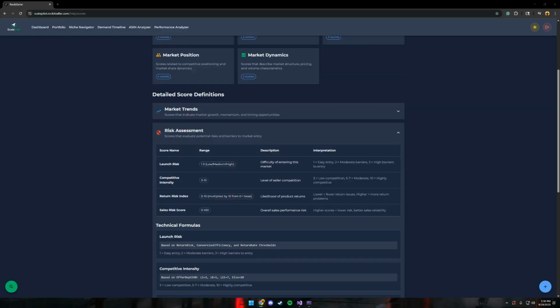The launch risk score ranges from 1 to 3, where 1 means easy entry, 2 is moderate barriers, and 3 indicates high barriers to entry. This is calculated based on return risk, conversion efficiency, and return rates.